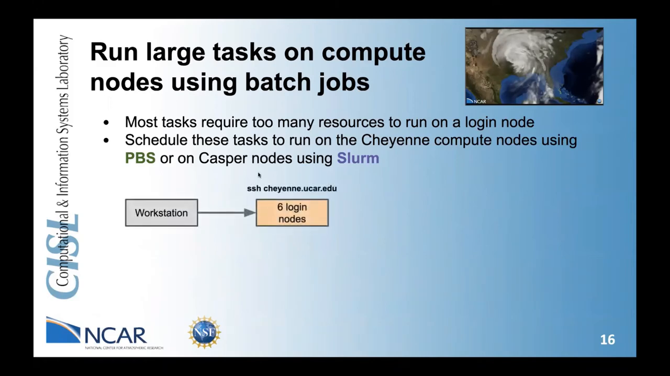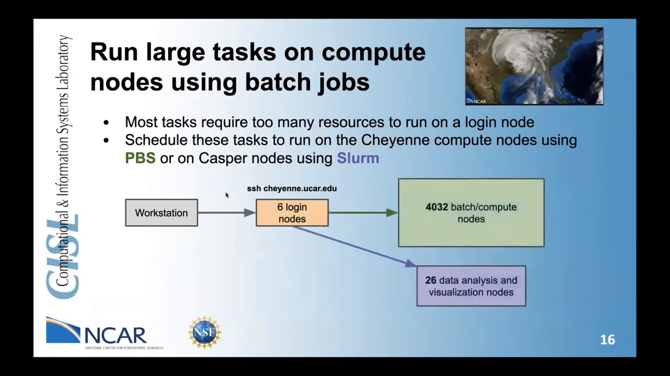So the workflow of how you would run a big model: you start off on your workstation, you would get onto Cheyenne via SSH to cheyenne.ucar.edu, that places you on one of the six login nodes. And then now you have available to you 4,000 batch nodes via PBS. Those are a family of PBS commands that allow you to interact with those batch nodes.